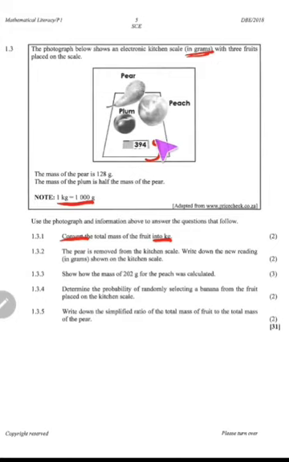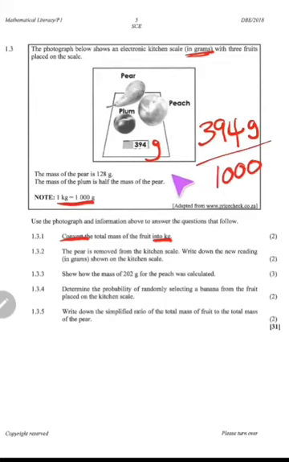So basically, 394 grams divided by 1000 would give us kilograms. And you should be getting an answer of about 0.394. That should be your answer when you do your calculations.